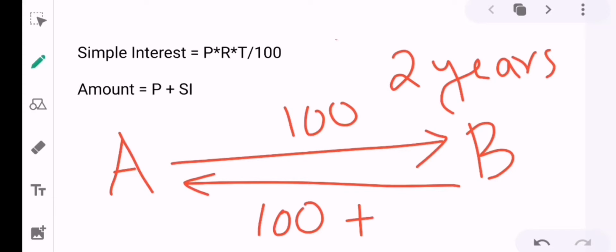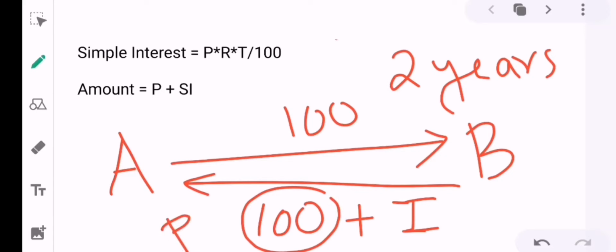A, to lend this 100 rupees to B, is going to get some compensation in return, and that compensation is what we call interest, or I. And the money which was lent by A to B is called principal. Okay, everybody knows that, right? So we are going to just take that up.